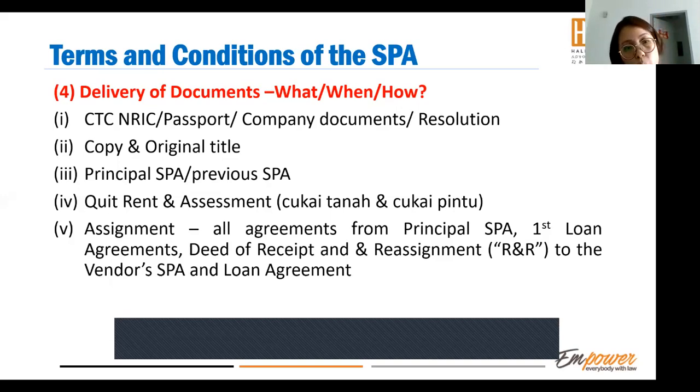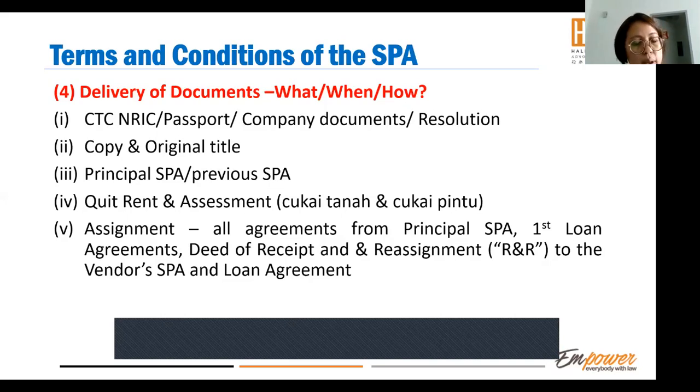So the fourth item is the quit rent assessment, what we call cukai tanah, cukai pintu. Cukai tanah is very important because we can verify whether there is an amendment on the title number from the latest quit rent assessment. We also have to verify the property postal address from the assessment. Sometimes it may be the same, sometimes it may be a bit different, okay? But it is very important because the bank definitely will ask for it.